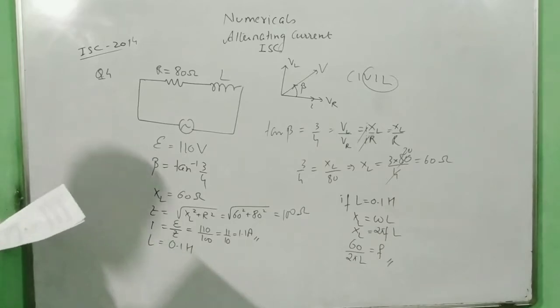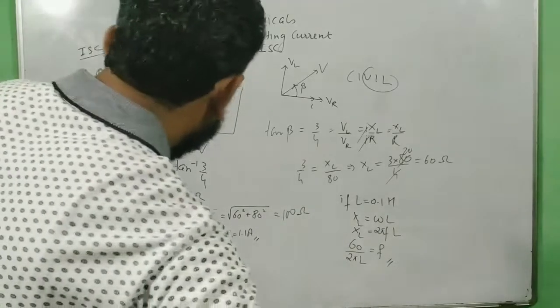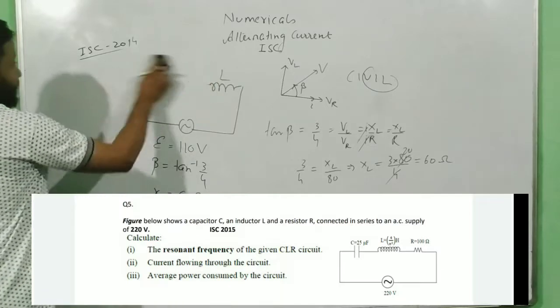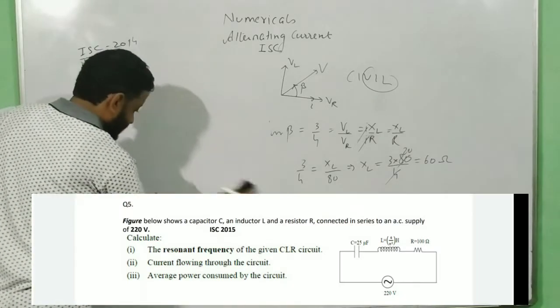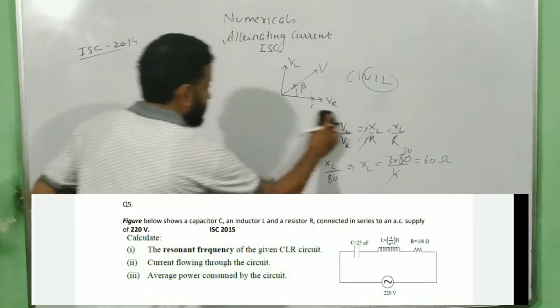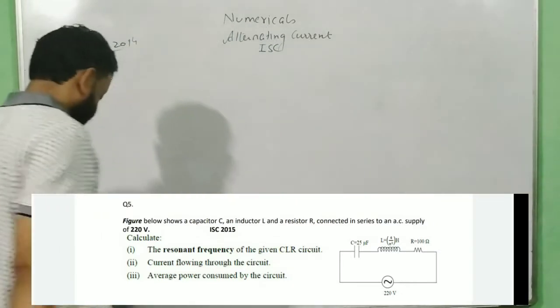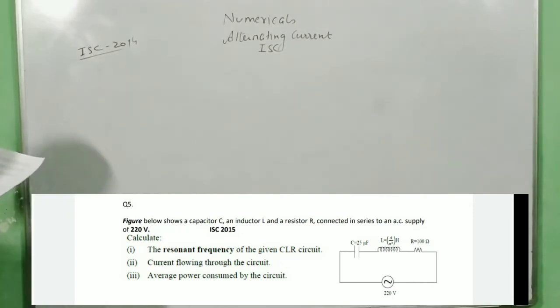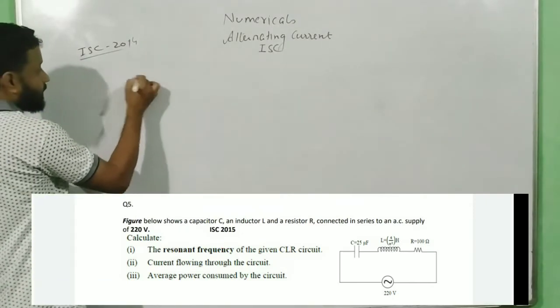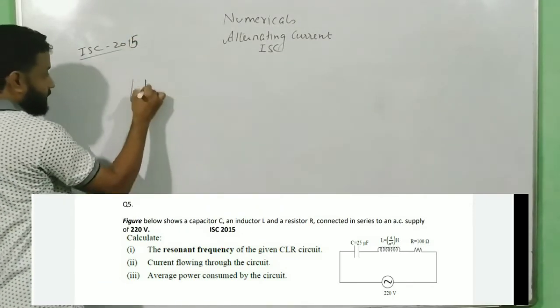Question number 5, and the question will appear right now on the screen. In question number 5, you have three. This is 2015. I'm going to discuss it now.